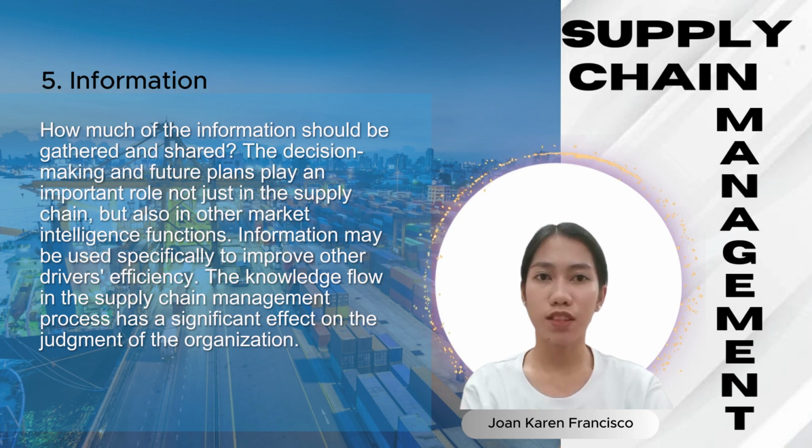Fifth is the information. Gathering and sharing information is critical in supply chain management to enable decision making and future planning. Timely and reliable information flow is essential to prevent misunderstandings and disruptions in the supply chain. Example, a company may use data analytics to track inventory levels, shipping times, and customer demand to optimize its supply chain operations. A company may share information with its suppliers and logistics providers to ensure timely delivery and reduce costs.